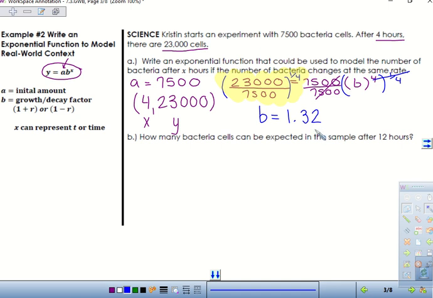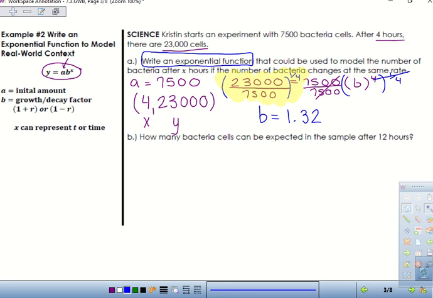32%. Very good. So the question asks us, we didn't answer the question yet. It says write an exponential function. So we want to come up with a general function that represents the growth of this bacteria that we can use to plug other numbers into. So we want to write an equation that has an x and a y in it. So we're just plugging in for a and b.